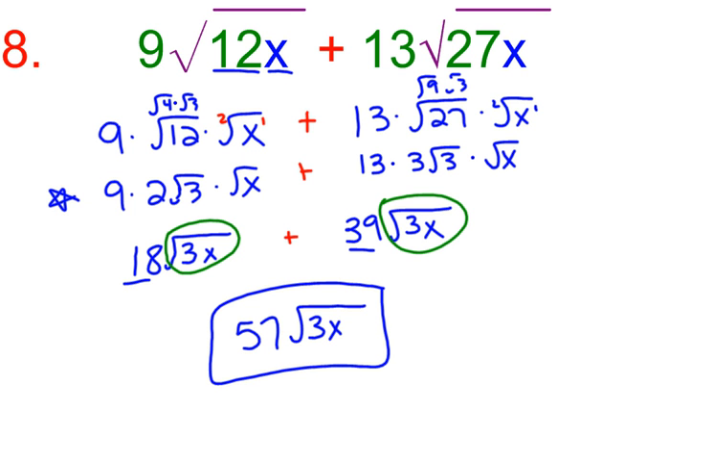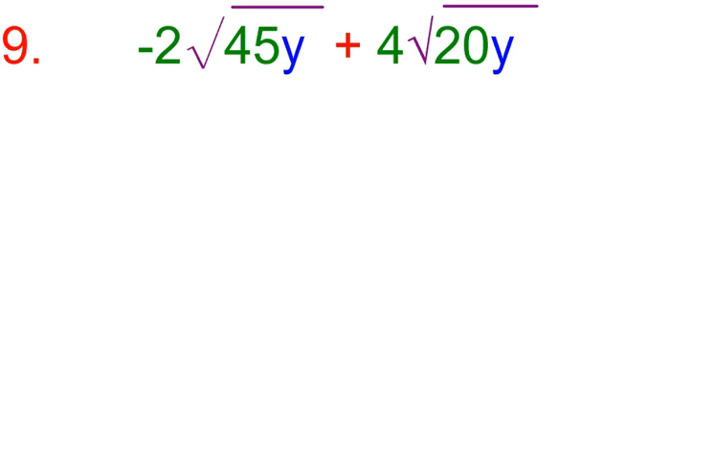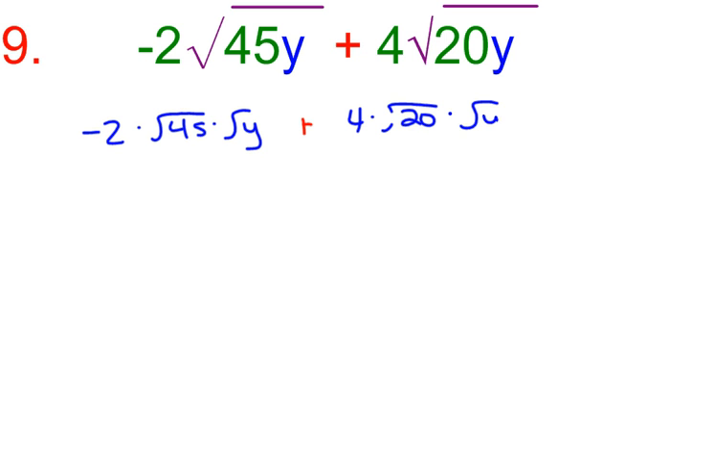So I want you guys to try number 9 and see if you can do it. Pause the video and then we'll go through it together. So in 9, I'd bring down my negative 2, and I'd have root 45 and root y. Then I have my plus sign, and I'd have 4 times root 20 times root y.